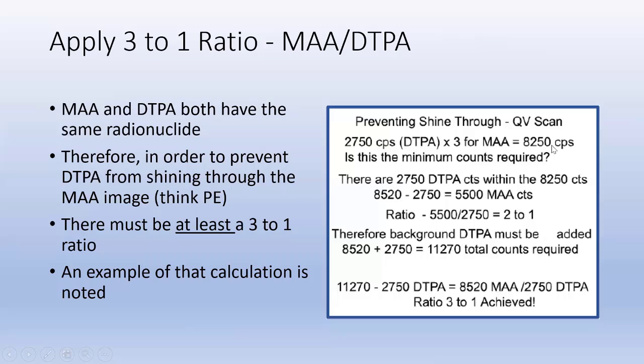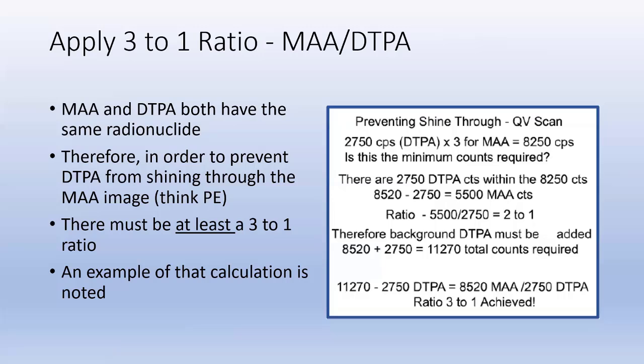So we make this classical mistake. Say you're doing counts per second and you realize that you've got 1750 counts per second coming off of the DTPA, and you multiply that by 3 with the MAA, saying, okay, I need at least 3 times that amount. Then when I inject my MAA, I should see at least 8250 counts per second. But the problem is, of that 8250, 2750 is the background of your DTPA. So now I subtract that from my total counts from my MAA, and I end up with 5,500 MAA counts. When I do the ratio, I have 2 to 1. Not good. Again, concern, shine through.